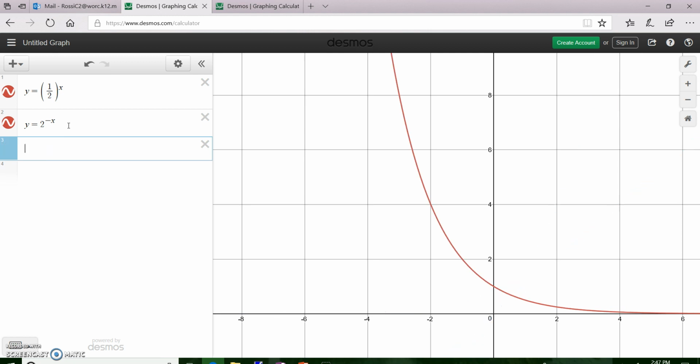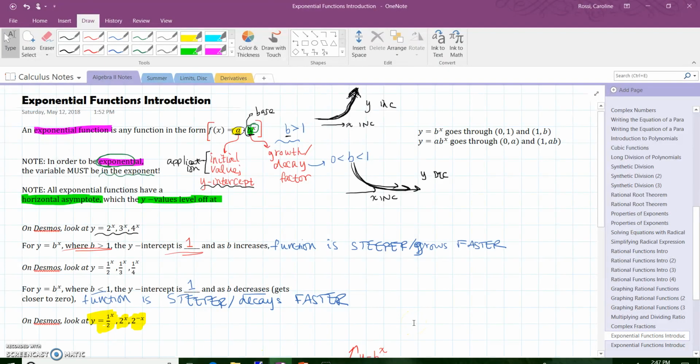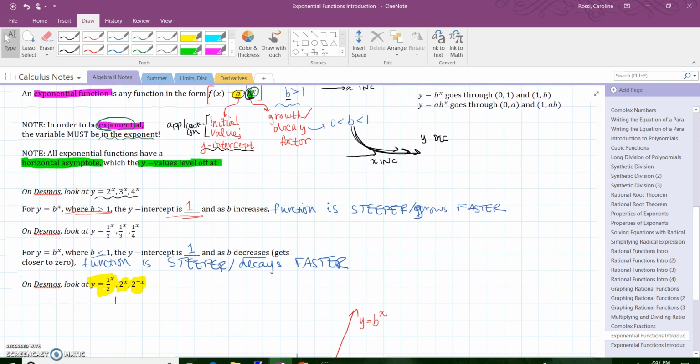Now algebraically, there is a reason why a half to the x and 2 to the negative x are the same. This is something that's really important that you realize. Make sure you write this down because this is something I'm going to expect you to know. So let's take a look at 2 to the negative x. By now, you better all know that to get rid of a negative exponent, you put the exponential term with its base in the denominator, leaving only a 1 in the numerator. So that's 1 over 2 to the x.